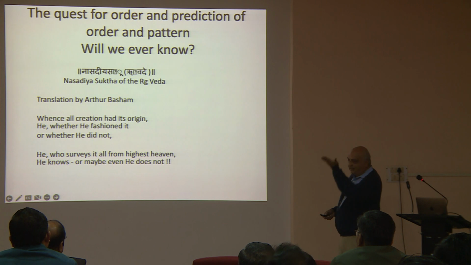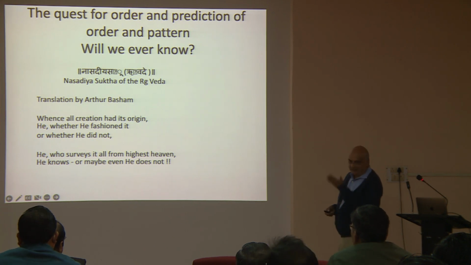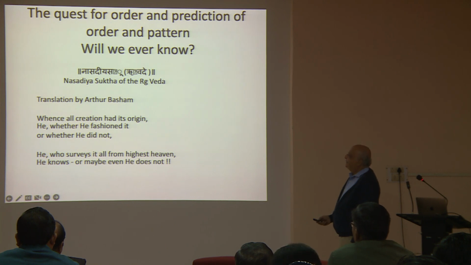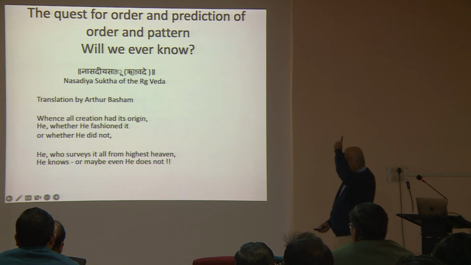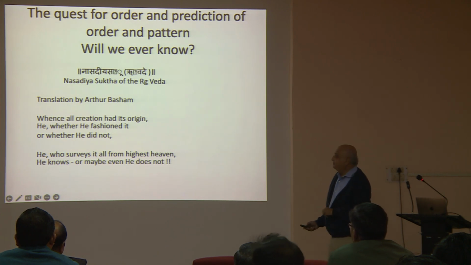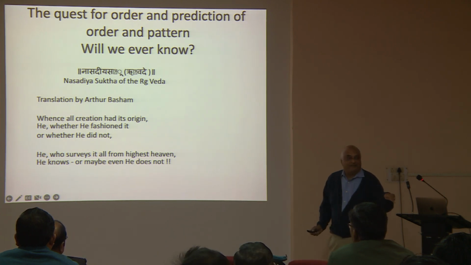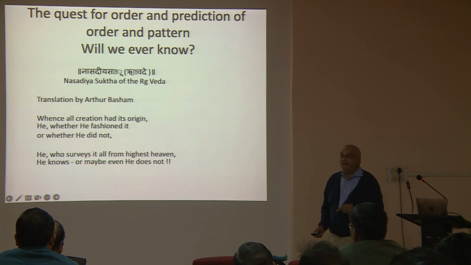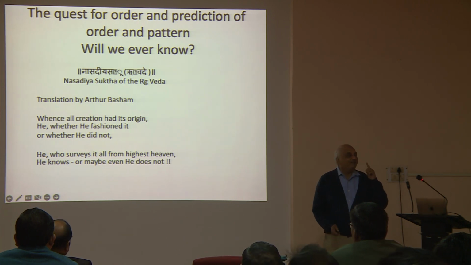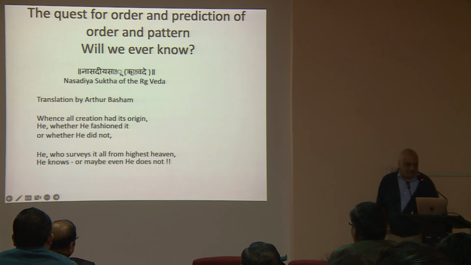So he says, all creation had its origin, whether he who is above all fashioned it or whether he did not. And then he says, he surveys it from the highest heaven. Maybe he knows the reason for all these patterns that we see, or maybe he himself does not. So with this I want to end.